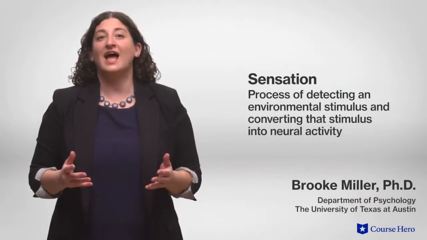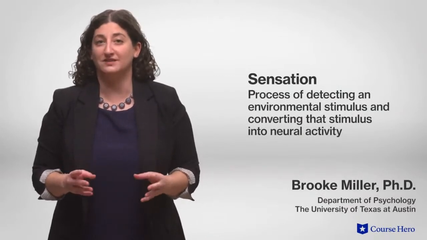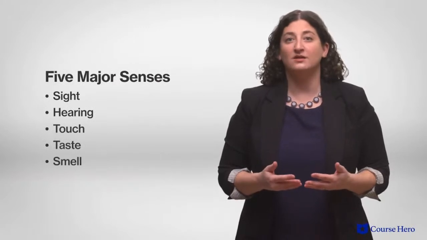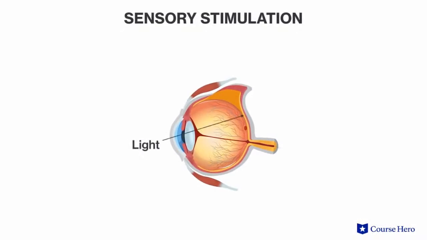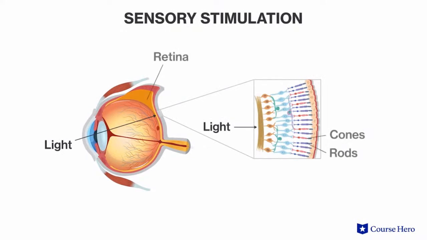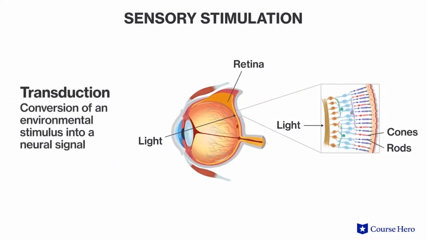Sensation is the process of detecting an environmental stimulus and converting that stimulus into neural activity. The steps of sensation are similar for each of the 5 major senses: sight, hearing, touch, taste, and smell. First, sense organs receive a specific type of sensory stimulation, for example, light entering the eye. Then specialized sensory receptor cells, in this case rods and cones in the retina, convert that environmental stimulus into a neural signal, a process called transduction.